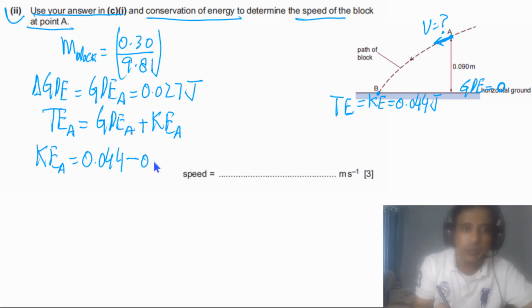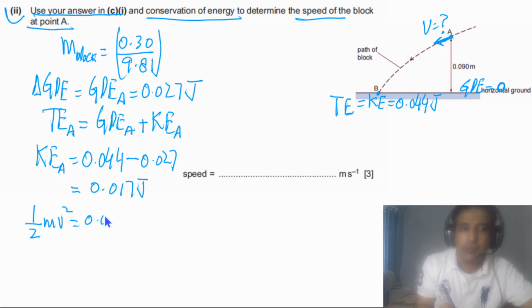GPE is equal to 0.027. So if we solve this one, we will get 0.017 joules. So this is the kinetic energy. Now we need to calculate speed. So kinetic energy will be equal to 1/2 mv squared, and this is equal to 0.017. From here we can write down V will be equal to the root of 2 times 0.017 divided by m.